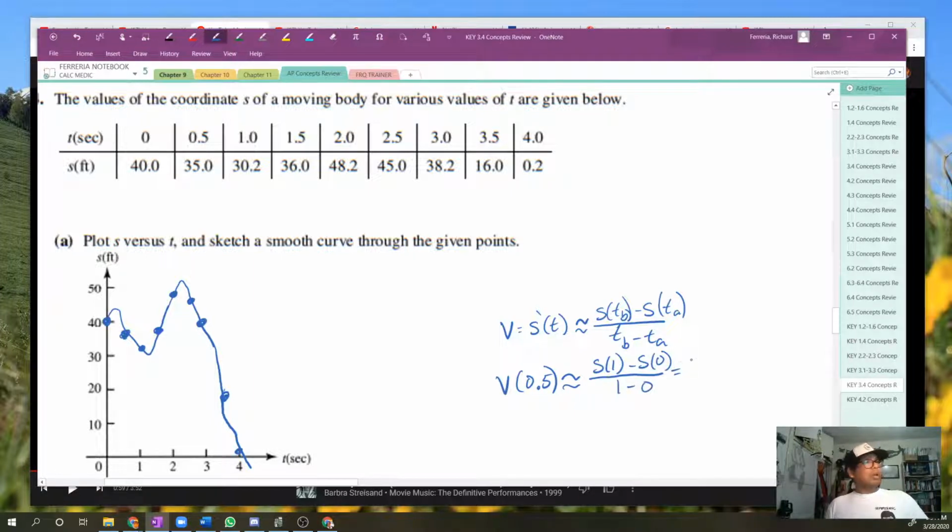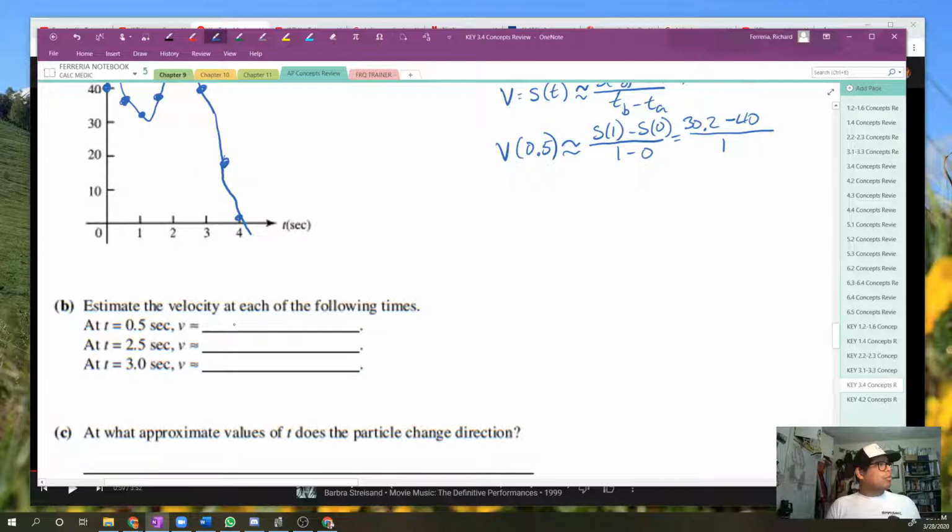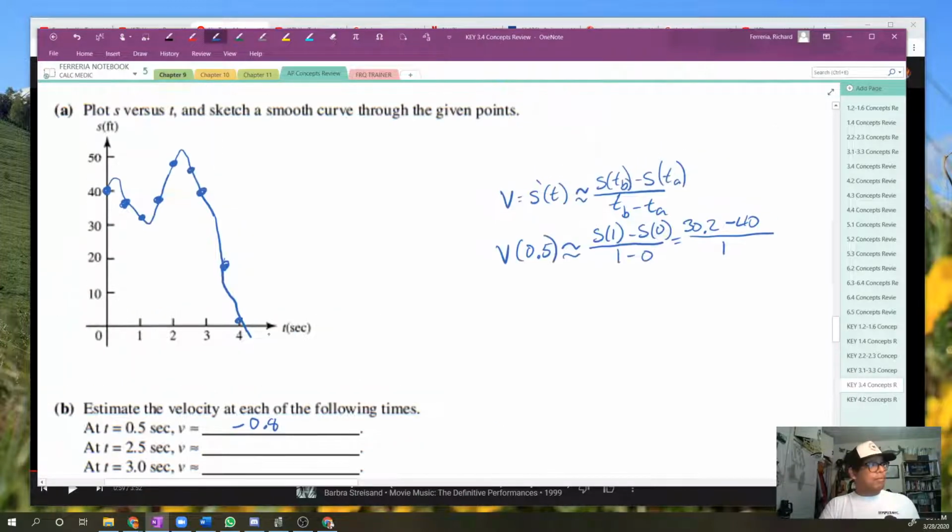What are those two numbers? 30.2 minus 40 over 1. So I think that looks like negative 0.8. Negative 0.8.